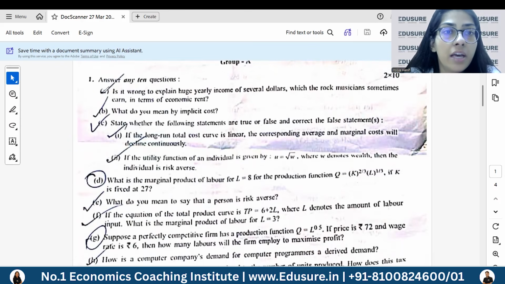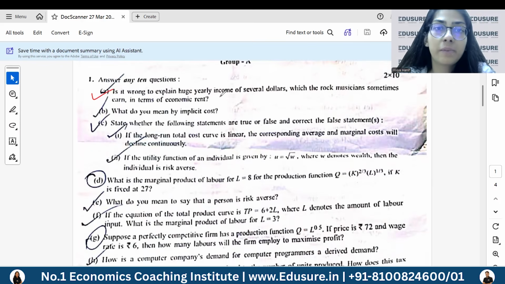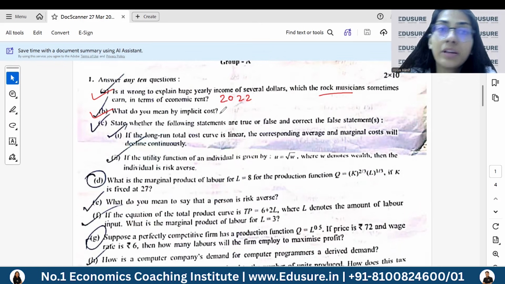So the first question, 1 part A: is it wrong to explain huge yearly income of several dollars which rock musicians sometimes earn in terms of economic rent? This is a repeated question from 2022. 1 part B: what do you mean by implicit cost? You just have to give the definition. In cost, we read about implicit cost, explicit cost, sunk cost, opportunity cost, and after that we talk about fixed cost and variable cost. So you just had to give the definition of implicit cost, plus an example.